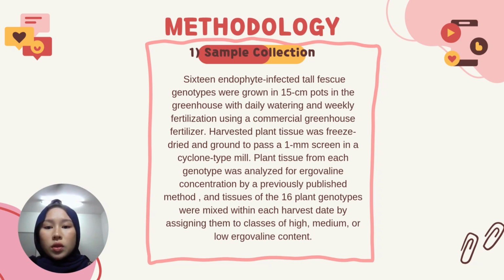Harvested plant tissue was freeze-dried and ground to pass a 1 mm screen in a cyclone-type mill. Plant tissue from each genotype was analyzed for ergovaline concentration by a previously published method, and tissues of the 16 plant genotypes were mixed for each harvest date by assigning them to classes of high, medium, or low ergovaline content.